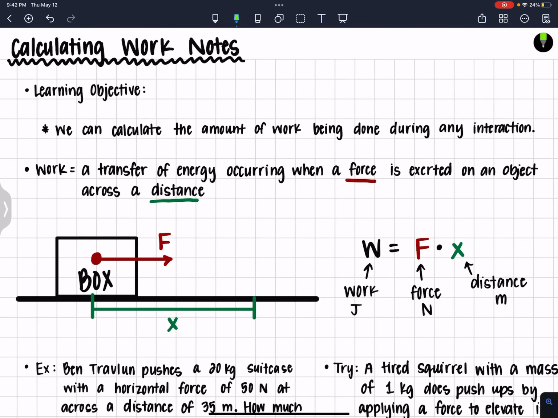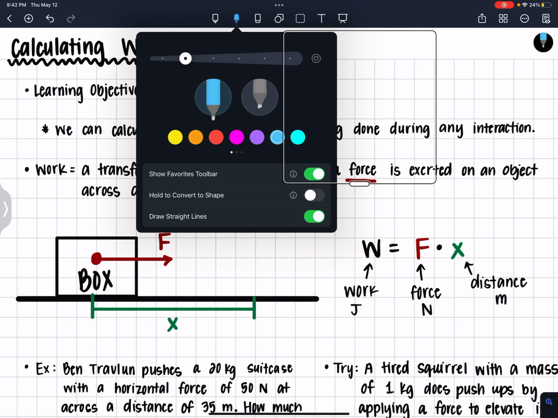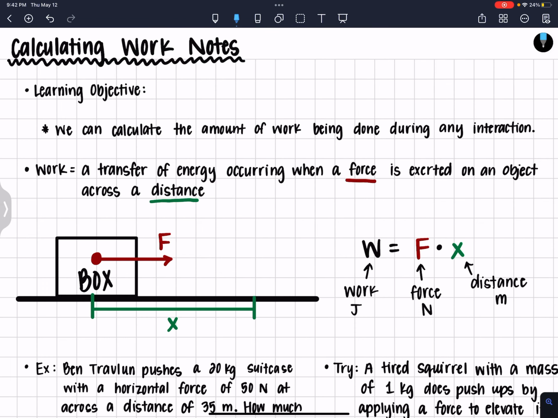Right, so this lesson is going to be on calculating work. The objective for this lesson, what we should be able to do by the end of it, is, obviously, like the title says, calculating the amount of work that's being done when any two objects are interacting.